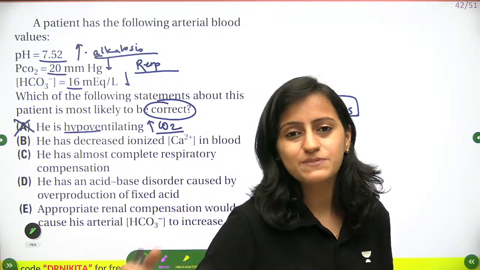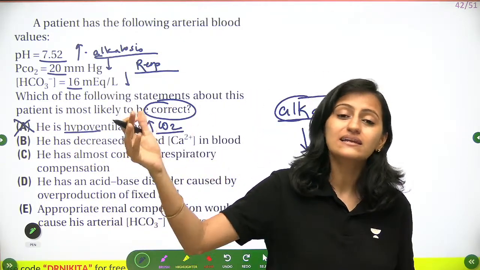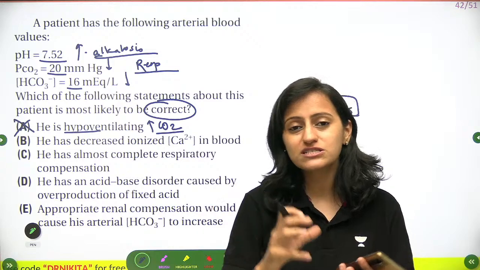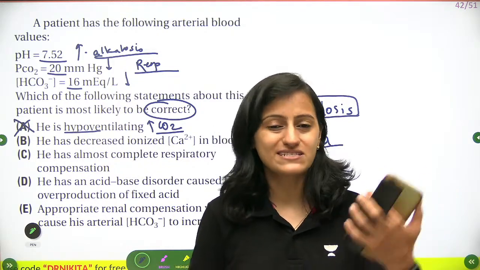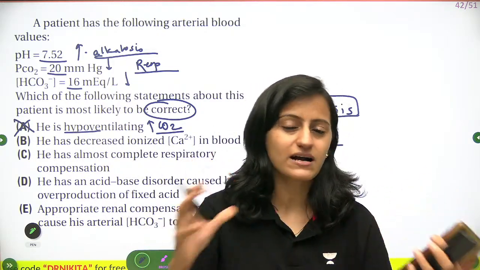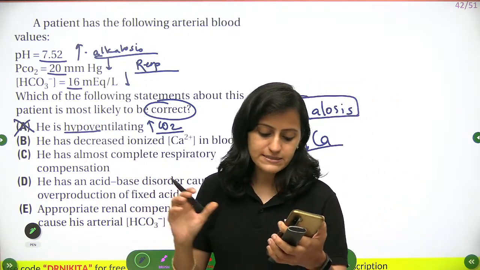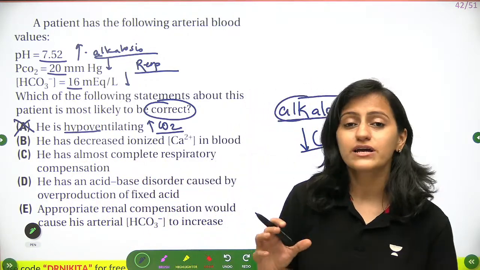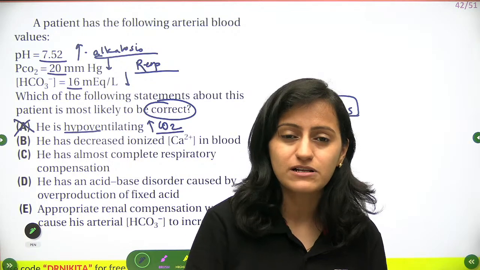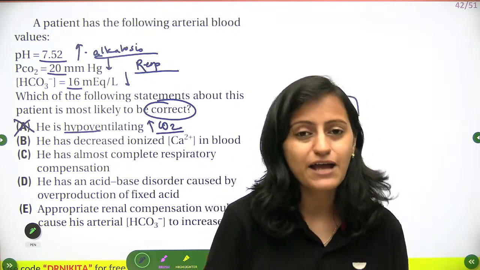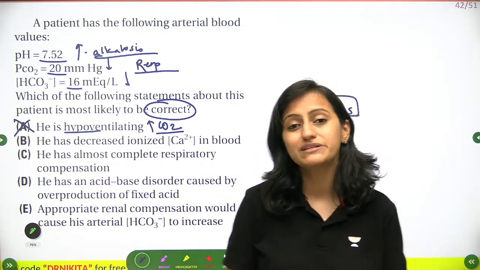Because hydrogen is busy compensating for your alkalosis disorder. Hydrogen is not available for albumin, which is negatively charged. There is a positive cation which binds. Hydrogen is not available, so calcium will bind. And now the ionized calcium, the free calcium, decreases.